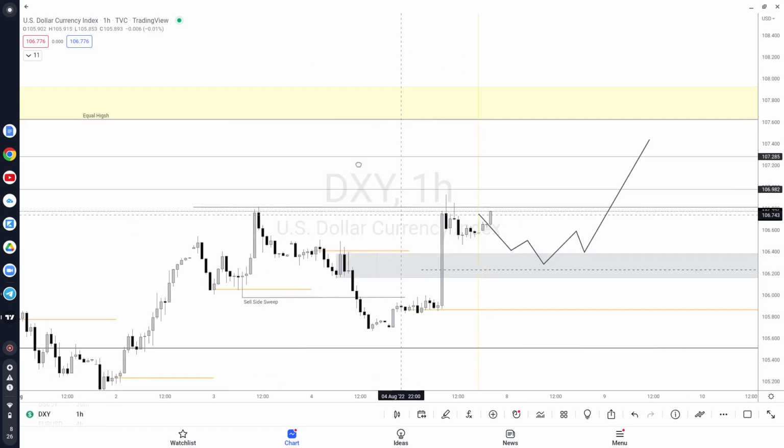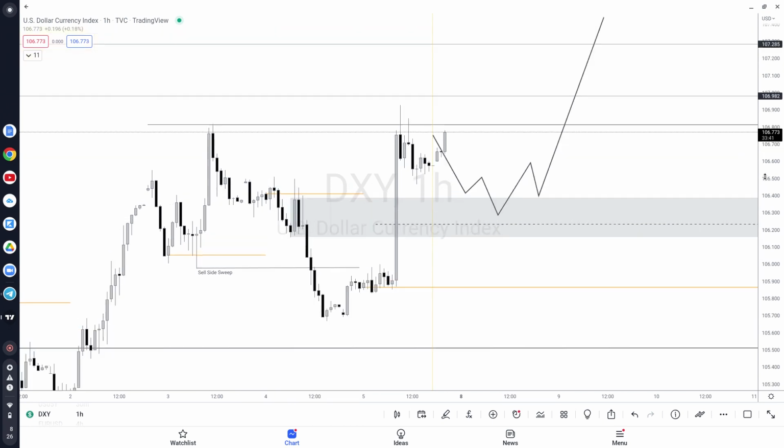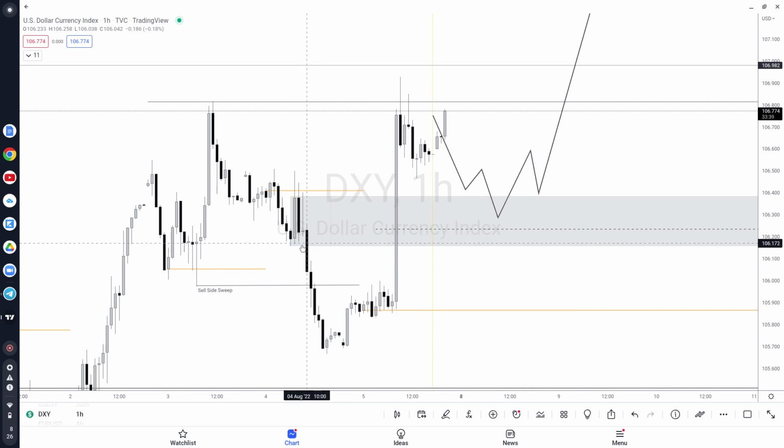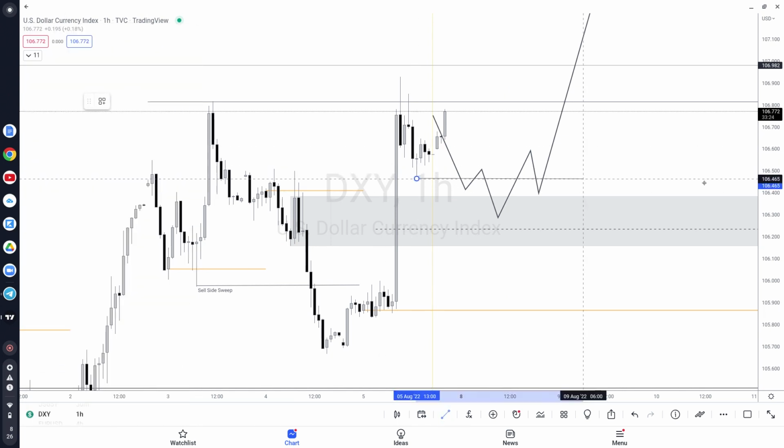On the hourly, we can see this area here would be considered a breaker, and there's a fair value gap on both sides of this candle. So this would be a breaker. The price ran right through, so we could potentially see some sensitivity around this level. Right now, we already have this short-term low here.